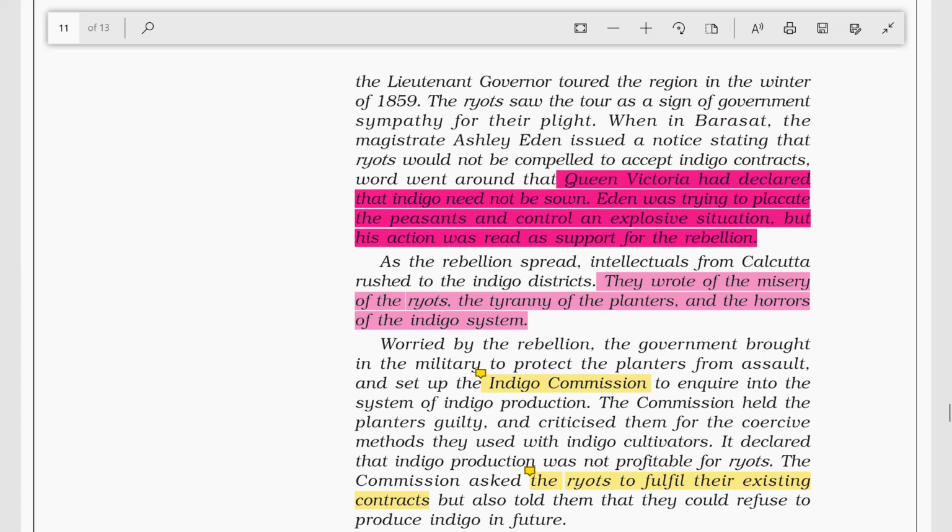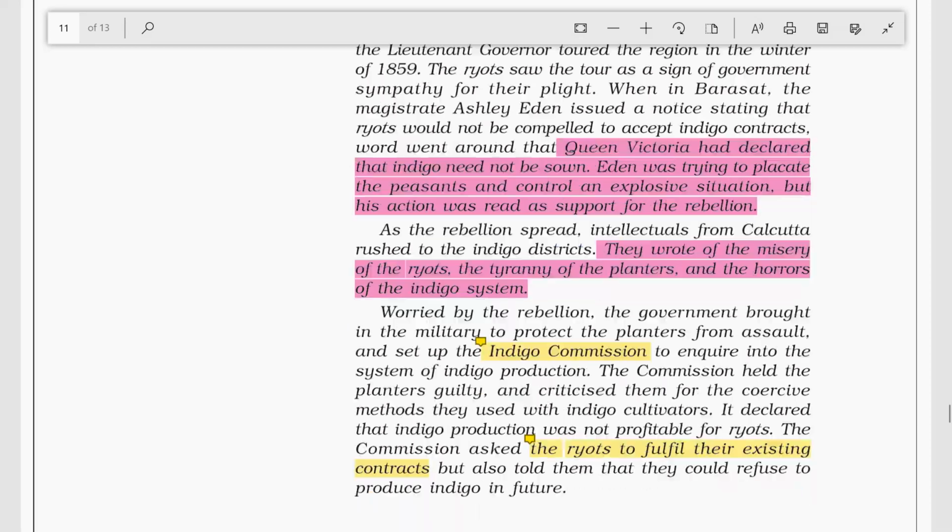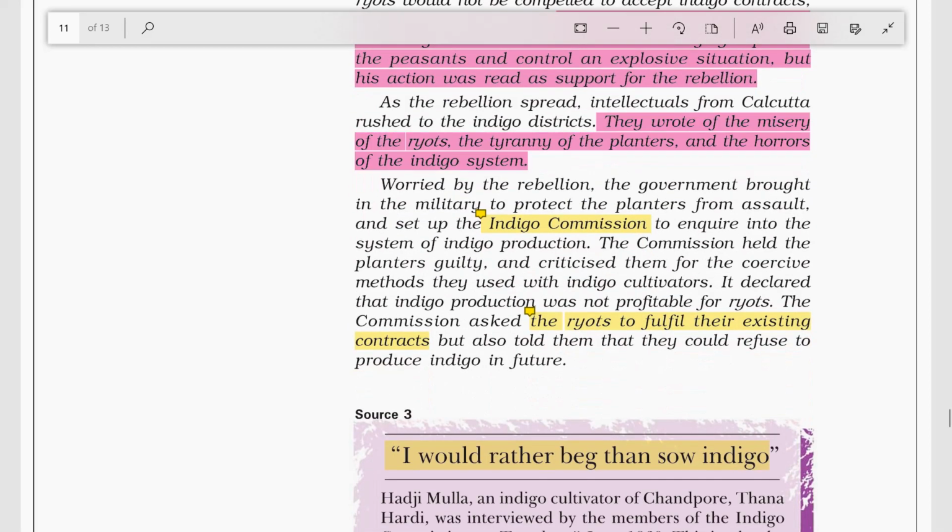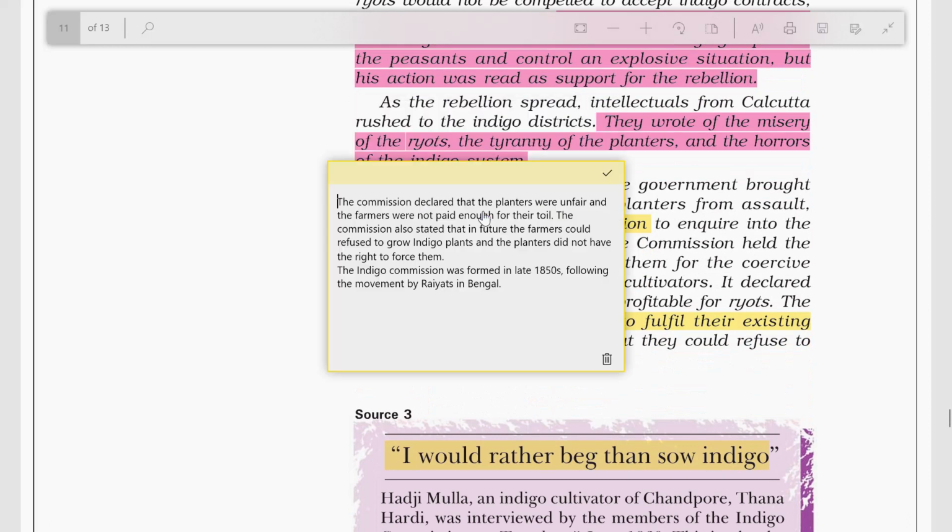Finally, Queen Victoria declared that the condition of indigo planters is not good. Finally, they introduced one indigo commission for that. Now, what was the indigo commission? The commission declared that the planters were unfair and the farmers were not paid enough for their toil. The commission also stated that in future the farmers could refuse to grow indigo plants, and the planters did not have the right to force them.